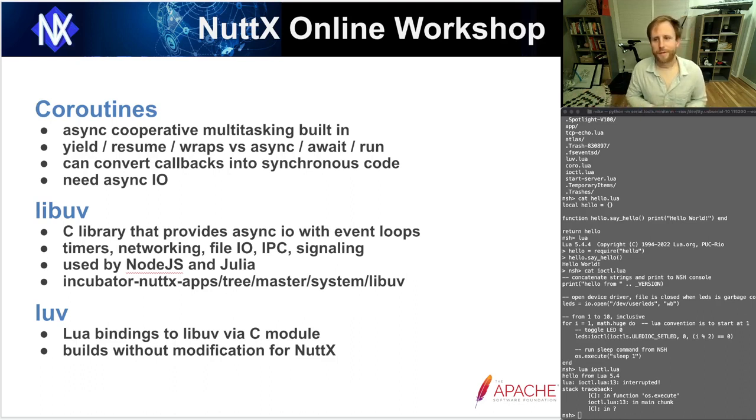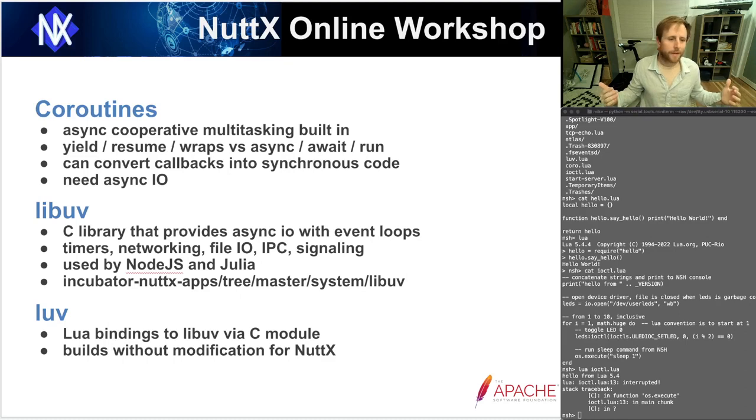Coroutines are nice because you can convert callback code into synchronous top-to-bottom flowing code. And one thing Lua is missing is some sort of non-blocking async IO. So there's a library called libuv. It's a C library that provides asynchronous IO using event loops. It gives us things like timers, networking, file IO, IPC, and signaling. It's relatively battle tested. It's used as part of the core of the Node.js project and the Julia programming language.